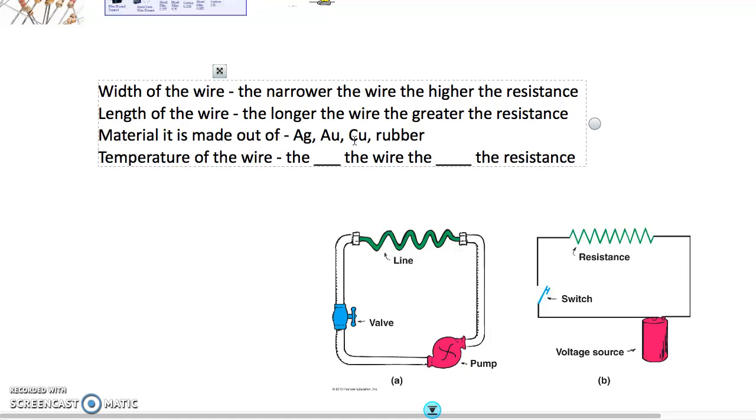Okay? So depending on what kind of material the wire is made out of is going to affect the amount of resistance the wire has. All right? And the last thing we're going to look at is the temperature of the wire. Basically, think about it like this.